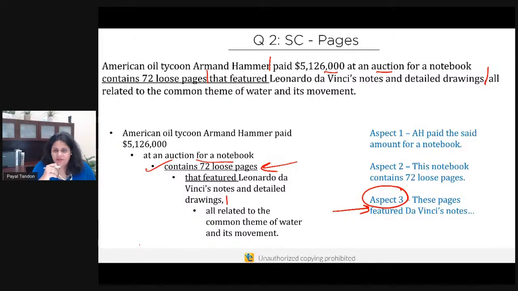I believe you're talking about, I don't know, which question are you talking about? Question 1 or question 2? Question 2, A is wrong because it's a run-on sentence here. He paid this much amount for a notebook contains. Again, there should be a that contains over here. That is what is wrong with this sentence.